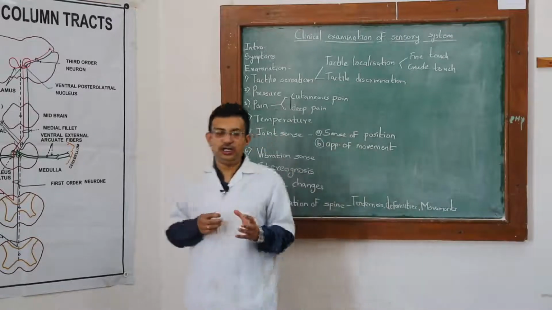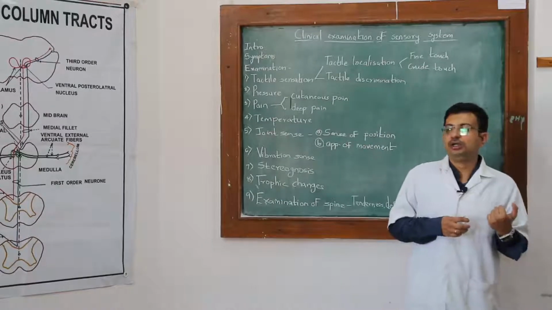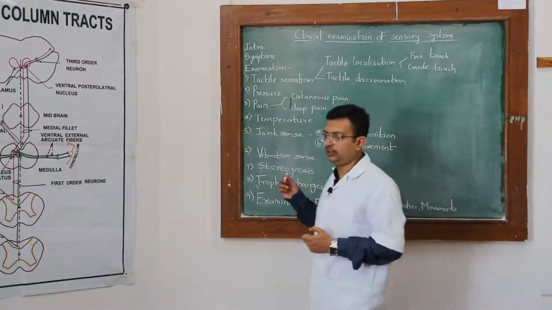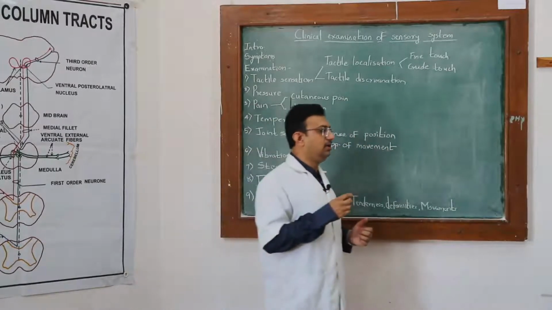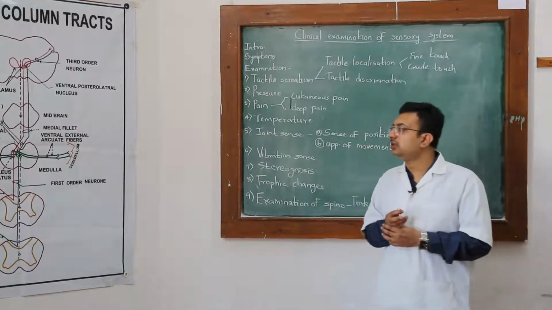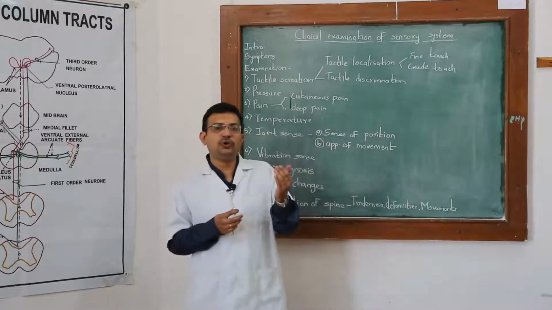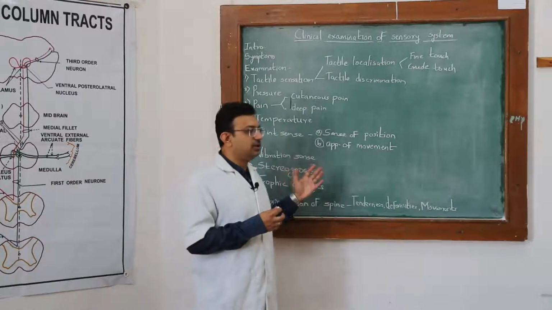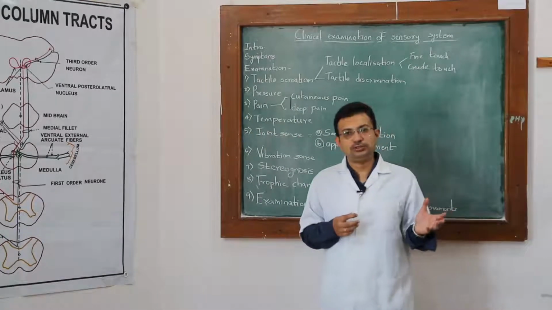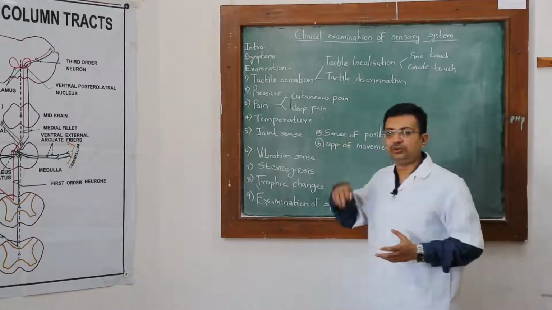Before that I will tell you what you have to do in the journal. In the journal you have to draw the diagram of the dorsal column tract, which will be attached in the video, and also the diagram of the anterior spinothalamic tract. These two diagrams you have to draw in the journal, and whatever clinical points we examine, you have to examine on your friends and enter in your journal. Okay, thank you. So now we will move to our demonstration.